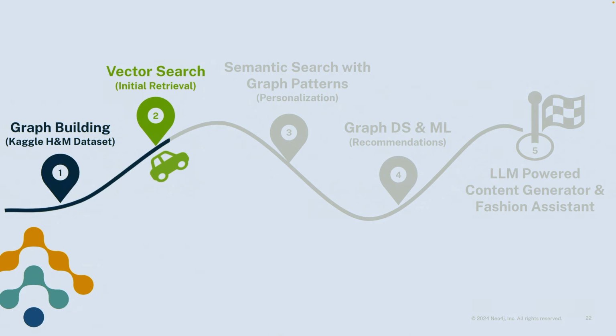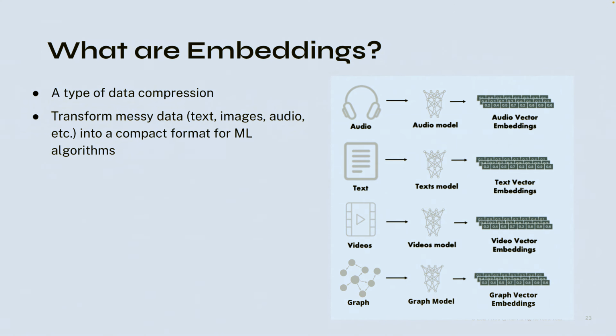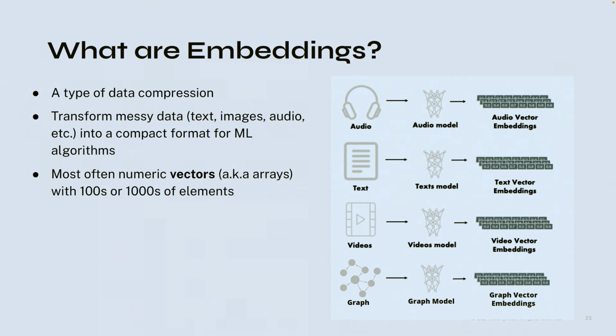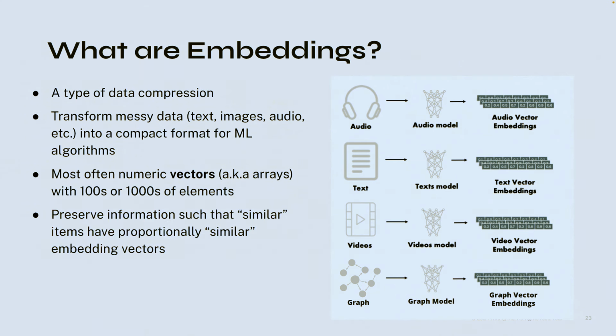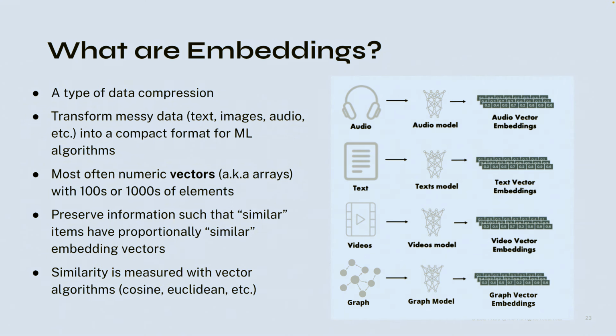Now we're going to start talking about vector search, and we're going to do some initial search and retrieval. When we think about what embeddings are, and I'm assuming a lot of people in this room are already quite familiar, an embedding is basically a type of data compression that takes some messy data like text, images, or audio, and puts it into a compact format that's machine learning friendly. These are most often numeric vectors or arrays with hundreds or thousands of elements. They preserve information such that similar items have proportionately similar embedding vectors. This similarity is measured mathematically using something like cosine or Euclidean distance, et cetera.